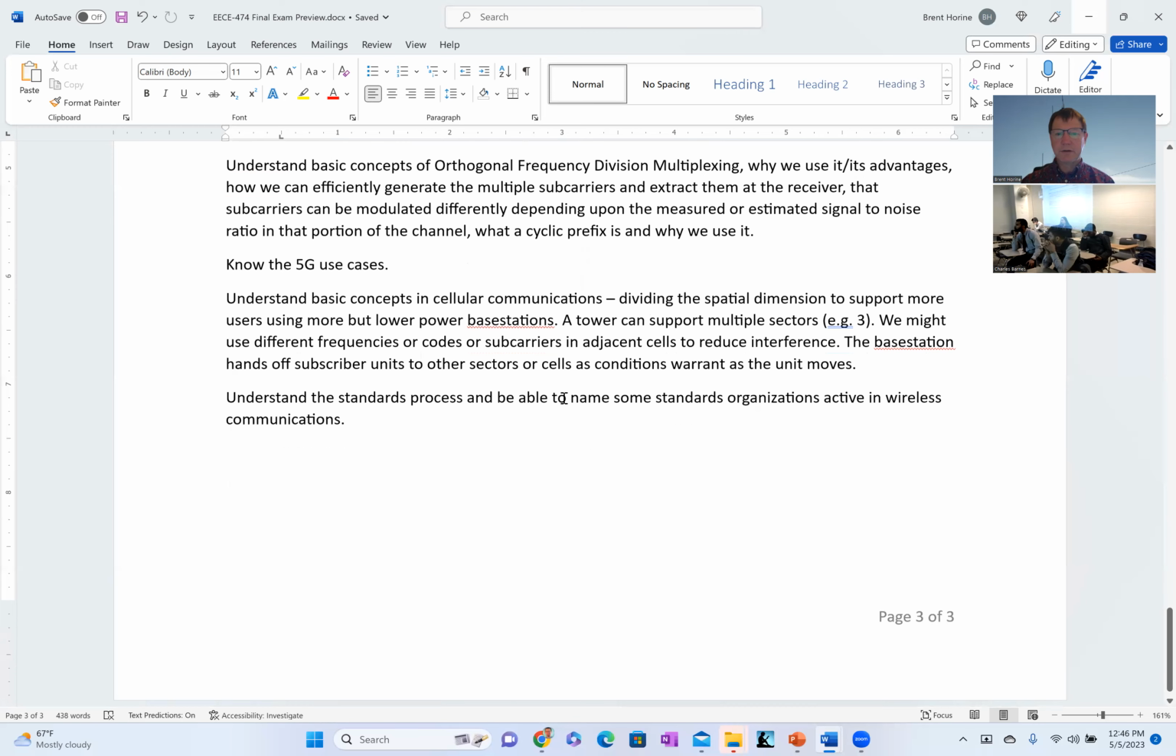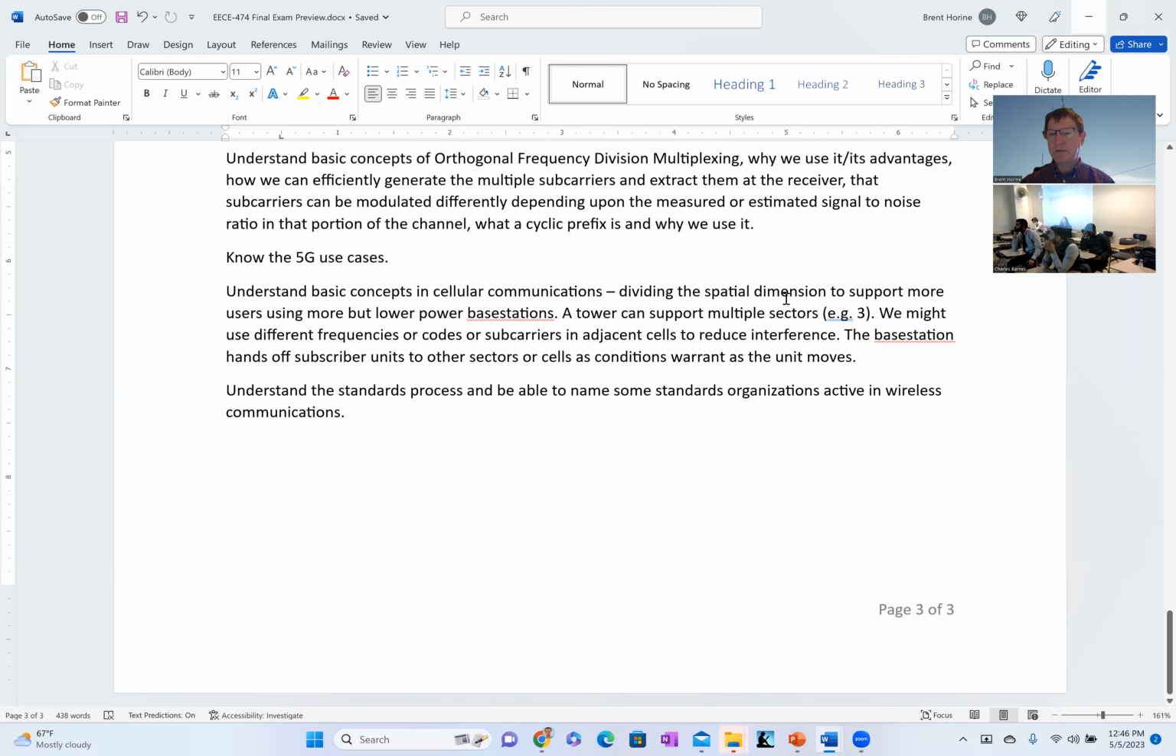Understand the basic concepts of cellular communication. The big thing here is we're dividing up that spatial dimension. Instead of trying to blast our signal as loud and as far as we can and cover a huge region, we purposely try to scale things down and only communicate over a smaller region. And that way we can add multiple cells, and each of those will be somewhat independent and be able to support their own set of users. We're actually able to divvy up space in a way that we can support more users.